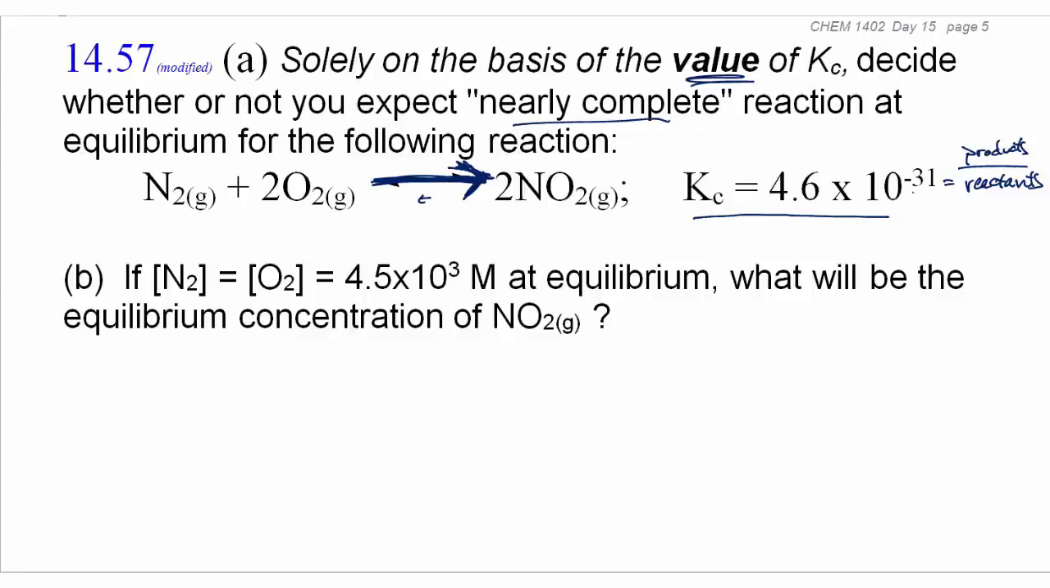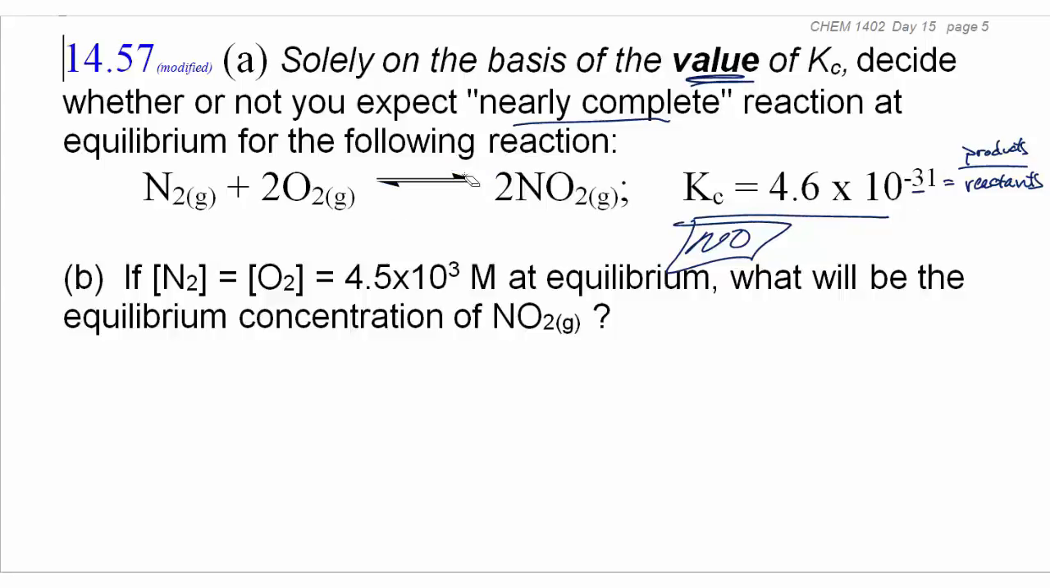Wow, this is extremely small, 10 to the negative 31. So no way. No, you do not expect a nearly complete reaction. The reaction hardly starts and it's over. Okay.